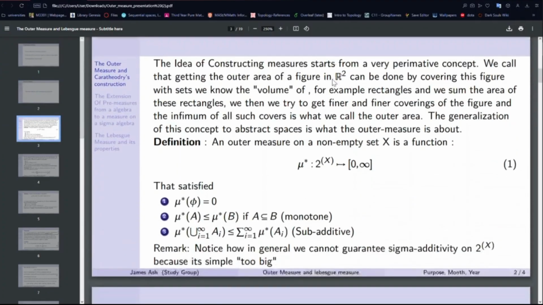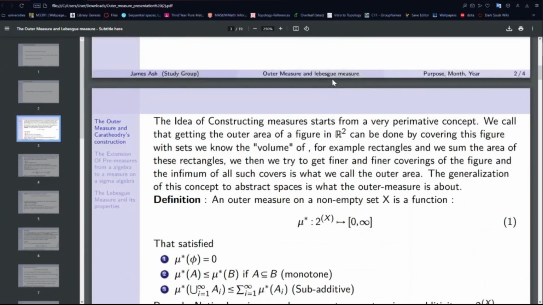it comes from an idea in R2 where we try to get a volume of a figure, right? So in R2, if you want to get a volume of something, you can do this by covering it with certain sets, let's say rectangles. And the sum of the areas of these rectangles is going to be an approximation. And the outer area basically is doing this process over and over again to the point where we get the best refinement. And that's what we call an outer area. It's similar to the Riemann integral, I think it's called the upper Darboux sum. Well, this is the basic idea.